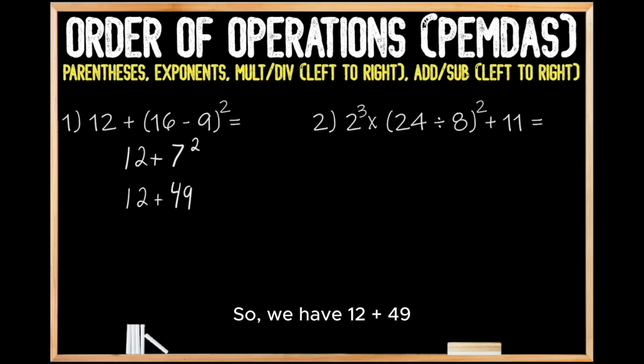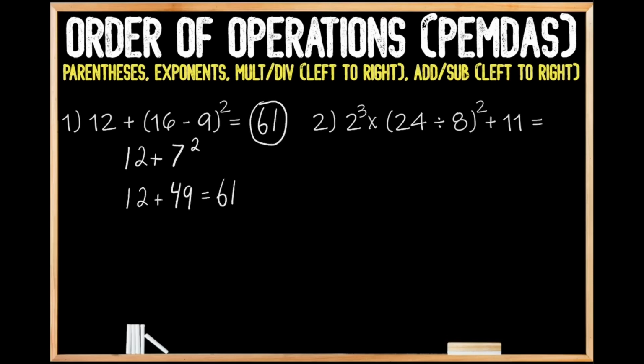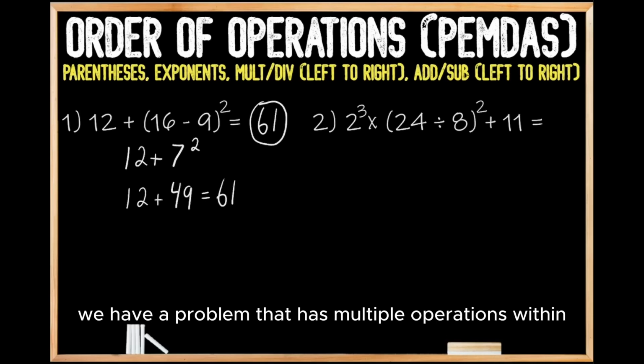So we have 12 plus 49. Well, when we add 49 onto 12, we get 61. So the answer to question number 1 is 61. Now moving on to question number 2, where once again we have a problem that has multiple operations within the same problem.